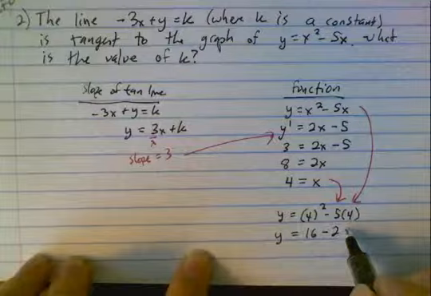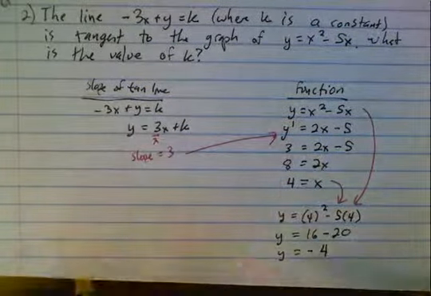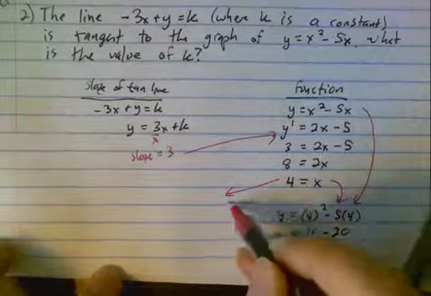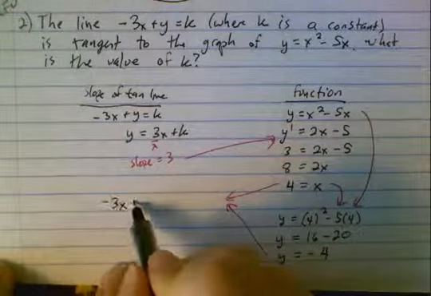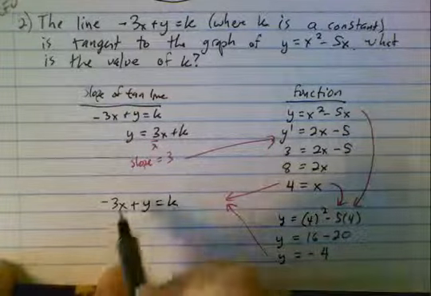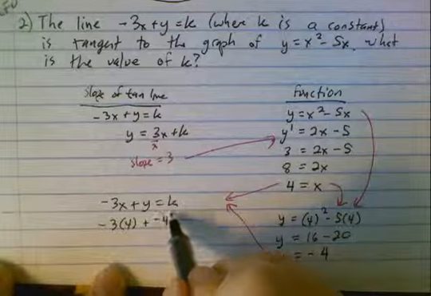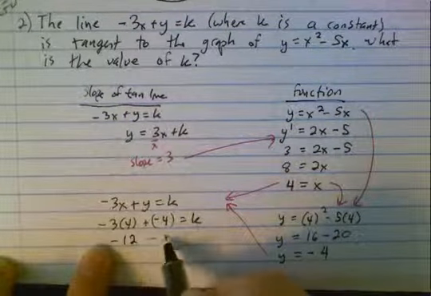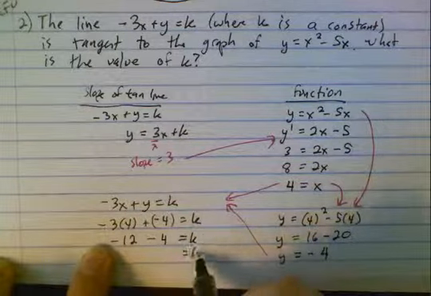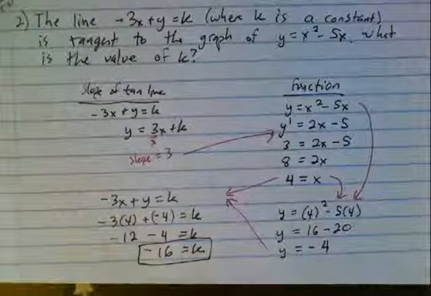So y is 16 minus 20, y equals negative 4. Now we can take both of those and put them into our original equation. So this is negative 12 minus 4 equals k. K is negative 16.